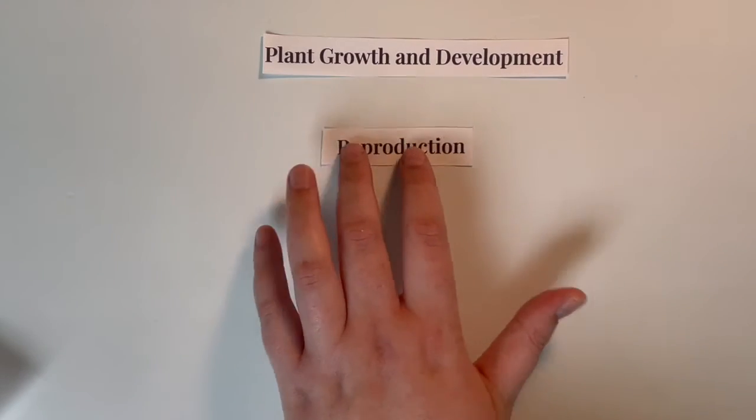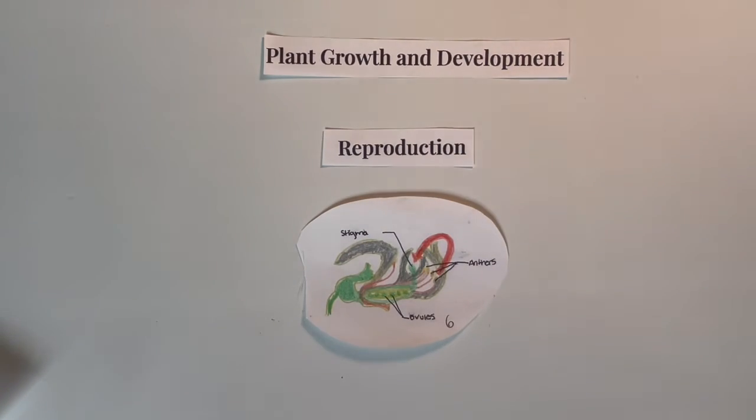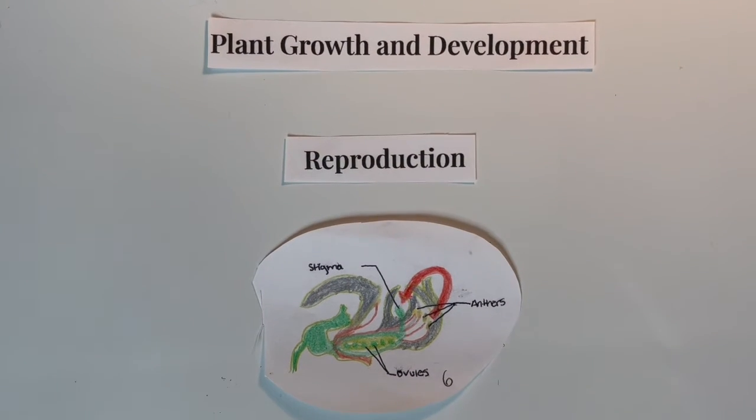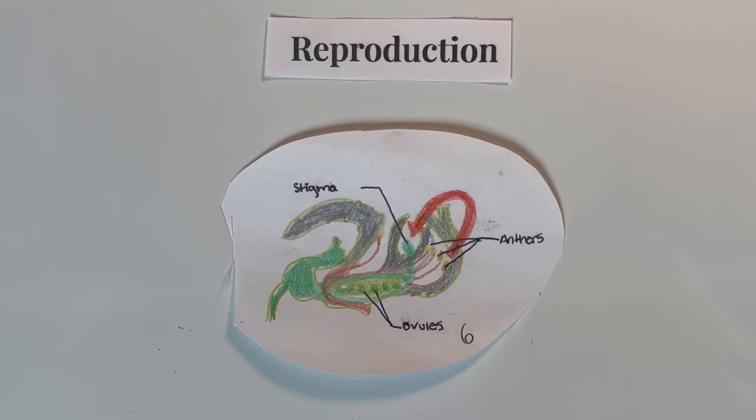Plant reproduction. Flowering plants do sexual reproduction through pollination. Male sex organs are called stamens, with anthers that house pollen. Female sex organs are called pistils. They consist of a stigma where pollen germinates.